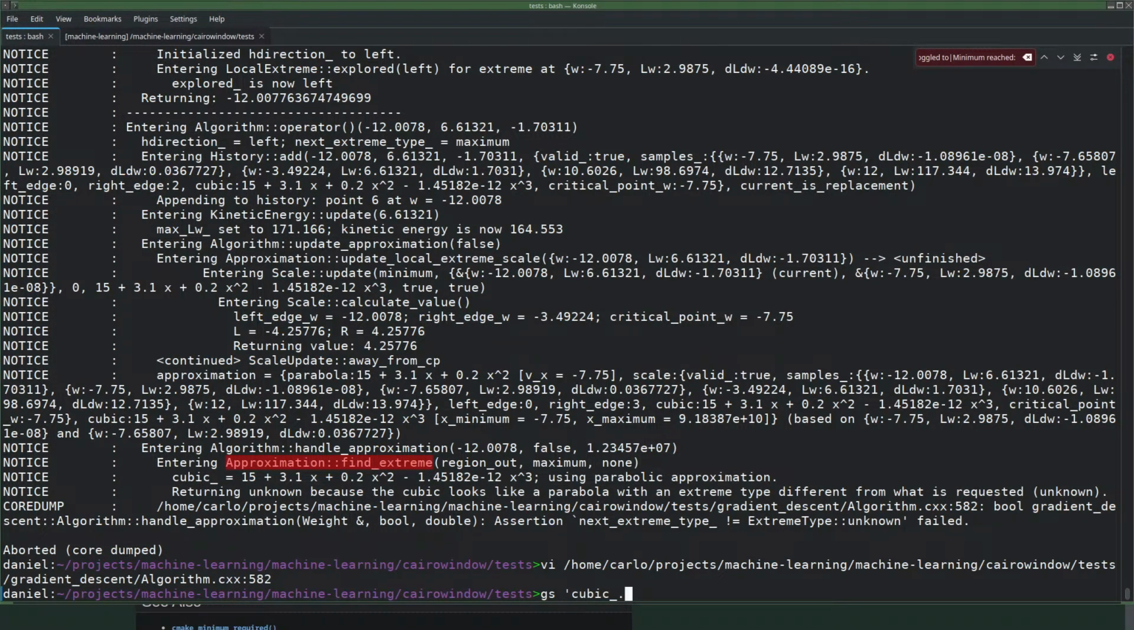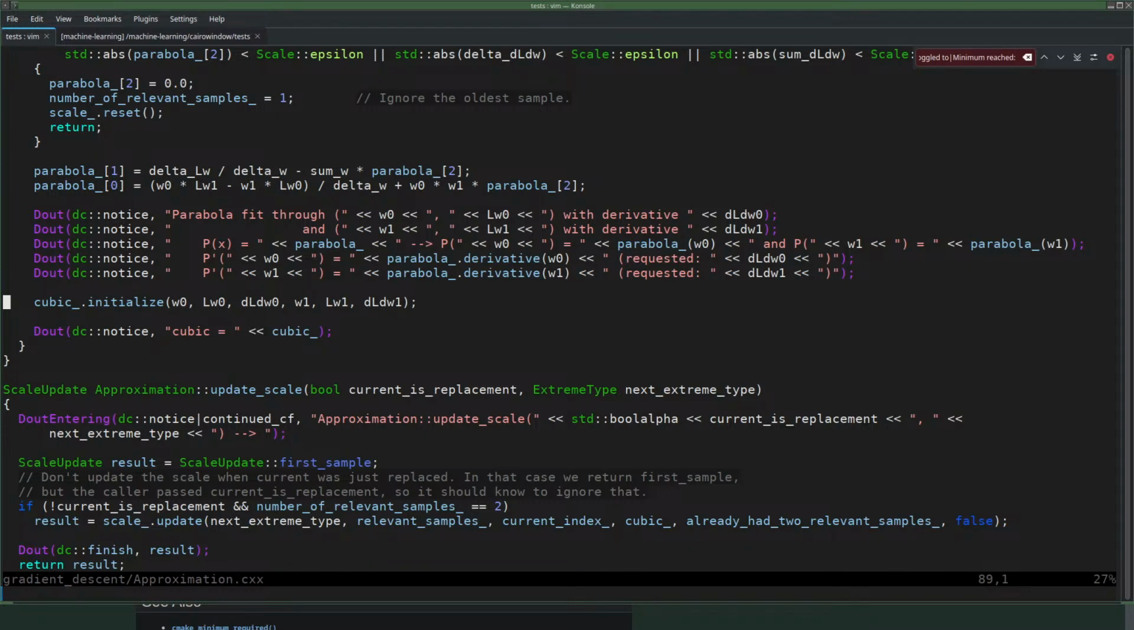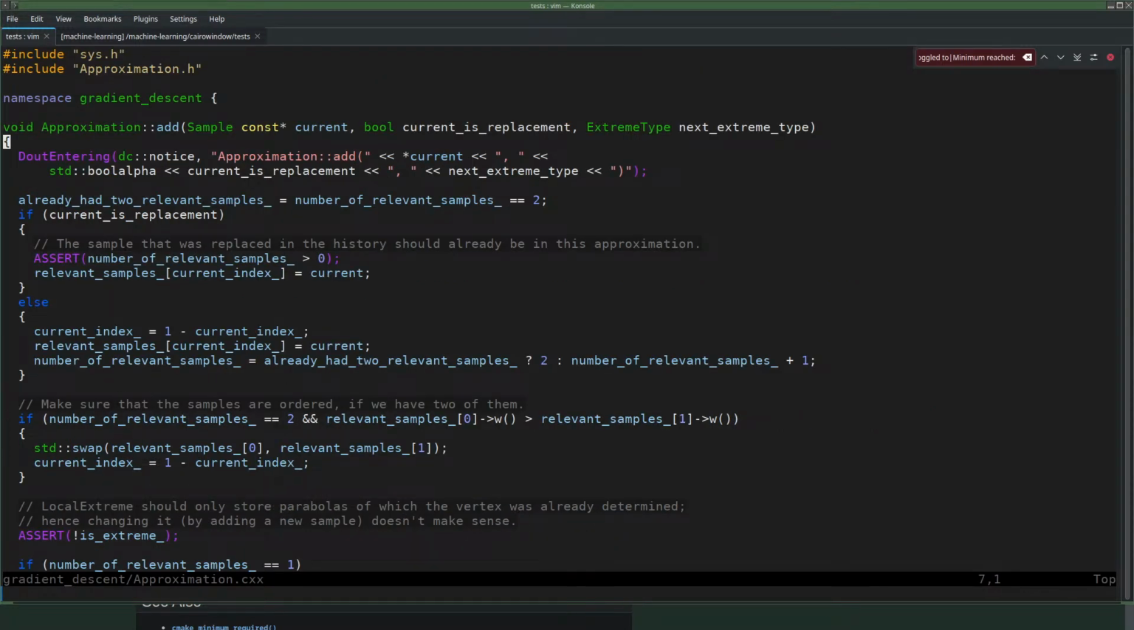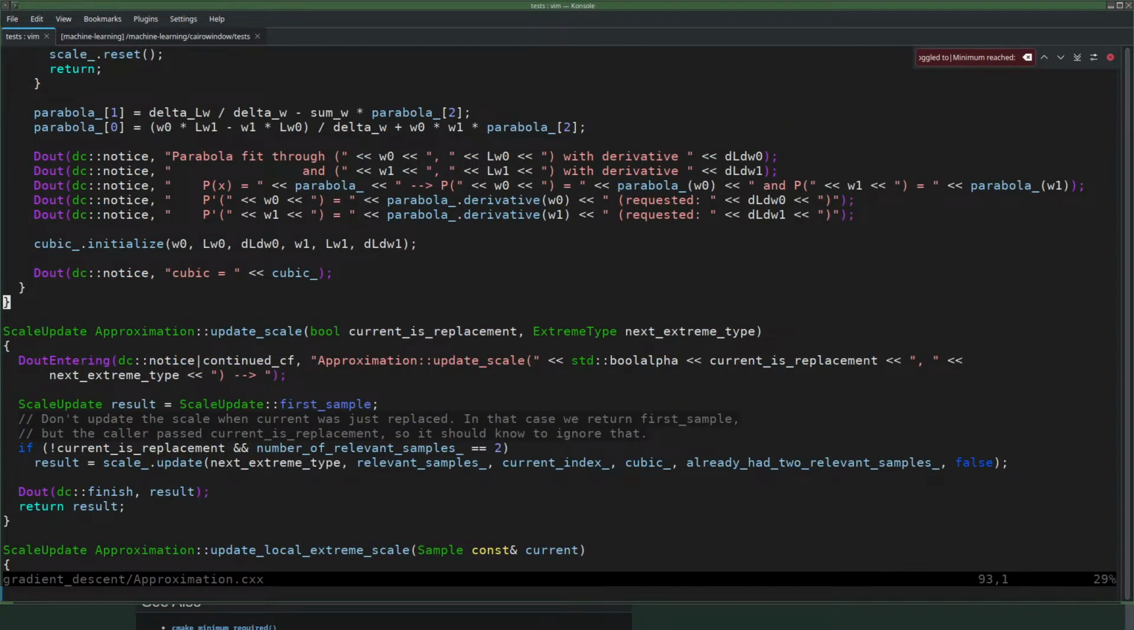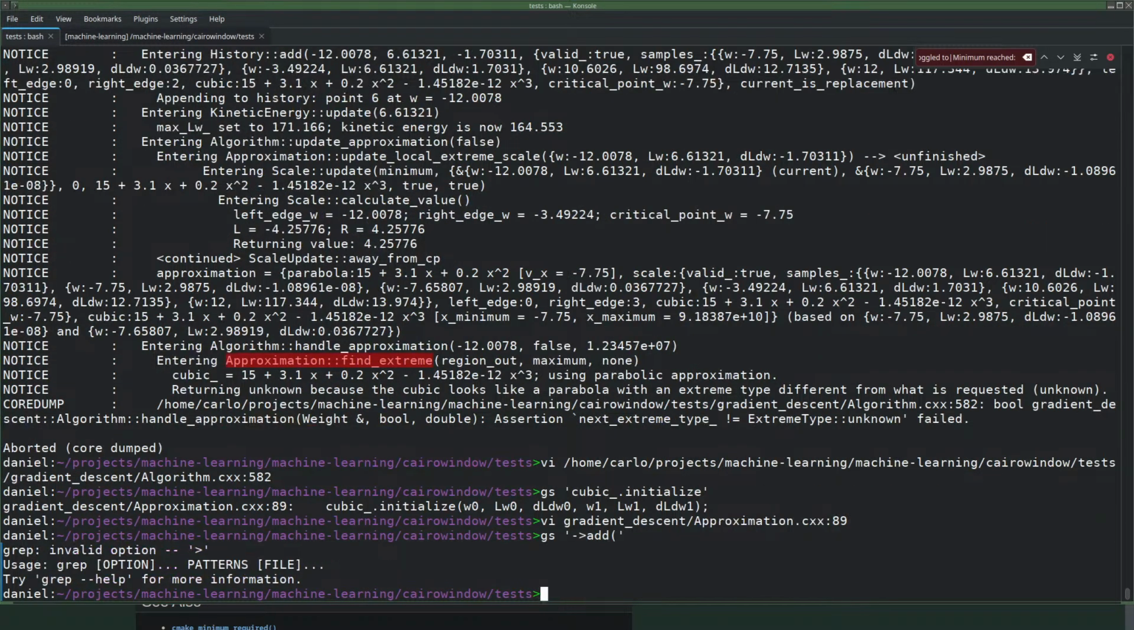Cubic dot initialize, I think. That is the line that I was looking for. So this that returns immediately. It's approximation add. Yeah, and the caller then did something for which it needed it, and then it calls the next one, which I don't know, update skill maybe. Oh, we can find that back. If I can find the call to add. So it's somewhere I'm calling add, probably like this. No, probably like this, or not.